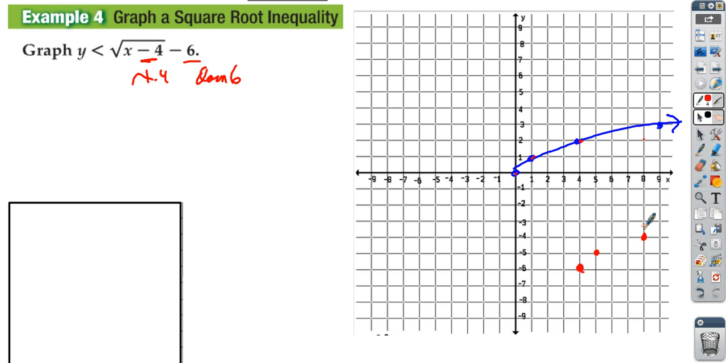This should be a dotted line because that's not greater than or equal to, that's just less than. So we're going to make a dotted line. And then it says y is less than that. So if you want to shade less than, you would shade down below like that. That is exactly how that graph will look. Why are we shading below? Because it says y is less than that. Okay, so that's what it looks like. So that's how to graph square root functions in section 6.3.